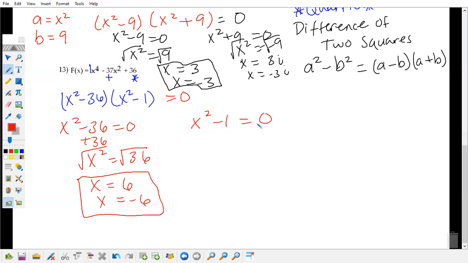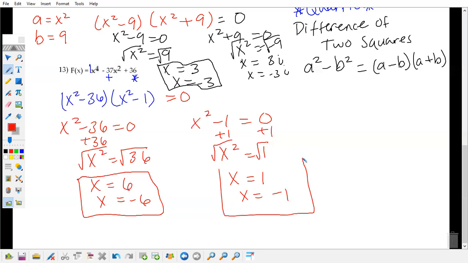Okay, I'm going to repeat the same thing with my other factor. So this time I'm adding 1. That's going to give me x squared equals 1, taking the square root. And that gives us x equals positive 1 and x equals negative 1. Because when we take the square root of something, it produces a positive and a negative. So those would be my 4 solutions. So this quartic has 4 solutions, which means that it crosses the x-axis 4 times. And when we get into our polynomial unit, you'll see that in more detail.